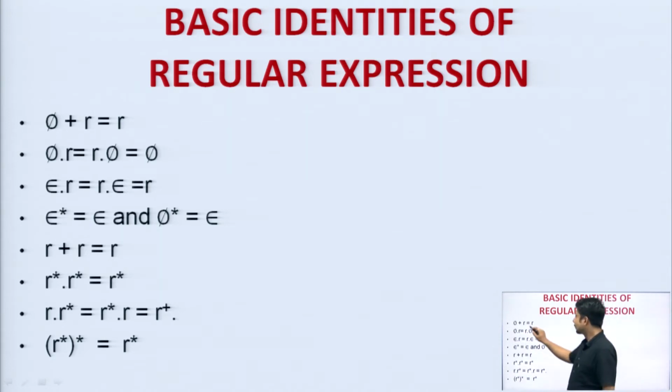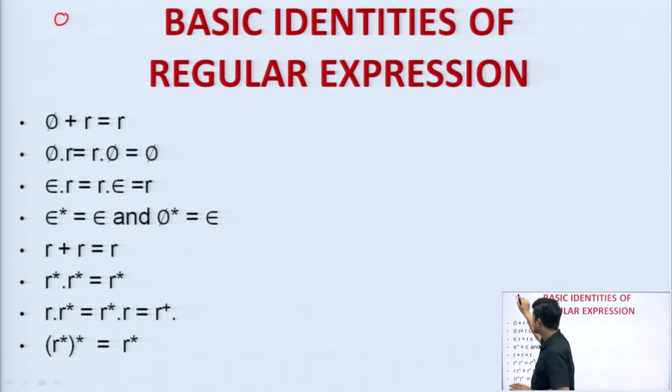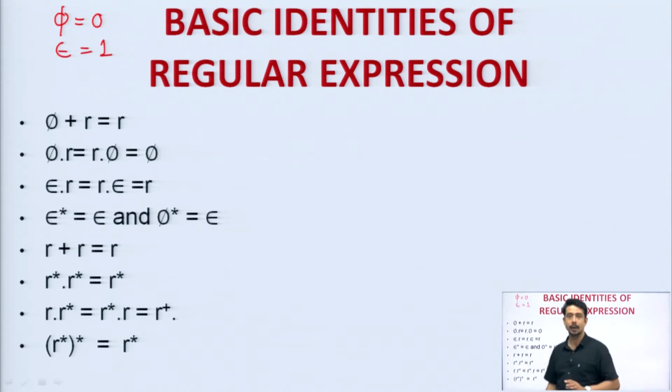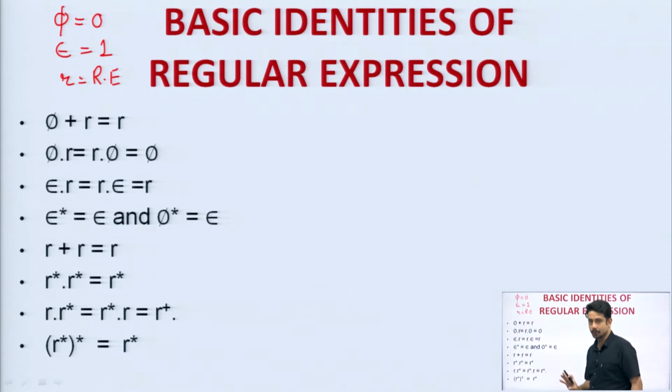First one is phi plus r is equals to r. For this you should remember one more thing: phi is nothing but 0 and epsilon is nothing but 1. Think of it like this, phi as 0 and epsilon as 1. Here r is a simple regular expression.